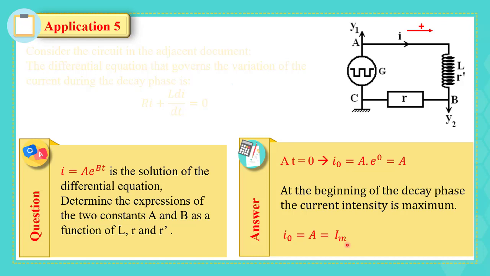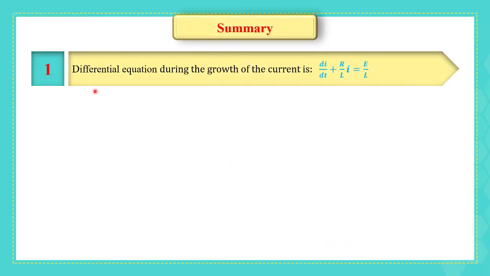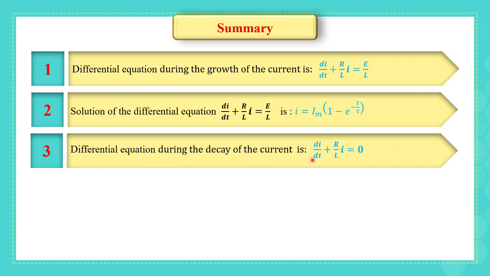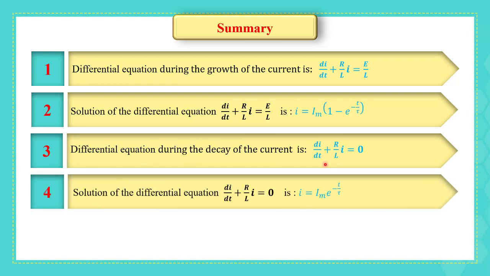Now, as a summary, the differential equation during the growth of the current is di/dt plus (R/L)i equals E over L. The solution of the differential equation di/dt plus (R/L)i equals E/L is i equals I maximum times (1 minus exponential to the power minus t over tau), and the differential equation during the decay of the current is di/dt plus (R/L)i equal to 0, and the solution of this equation is i equals I maximum e to the power minus t over tau.